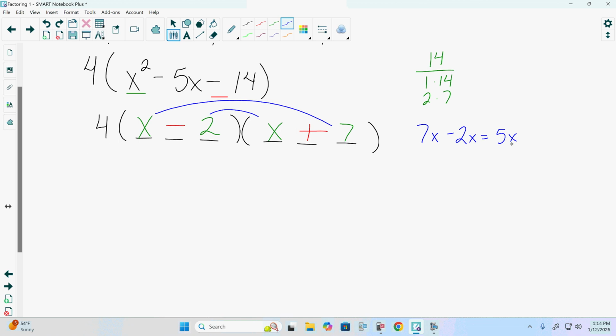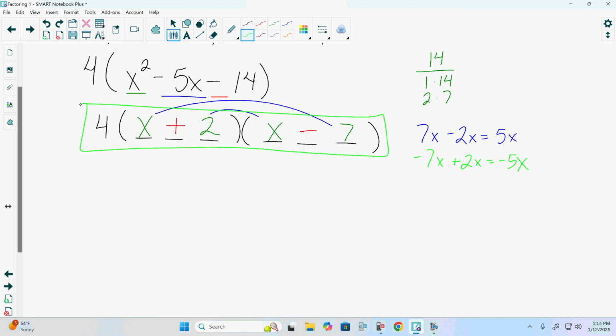Is that the middle term we wanted? Well, yes and no. Yes, it is the correct number, but no, it's not the right sign. So we need to flip the signs. X times negative 7 would give us the negative 7x. 2 times x would be our positive 2x. Negative 7x plus 2x is the negative 5x that we wanted. So 4 times x plus 2 times x minus 7 is our correct answer.